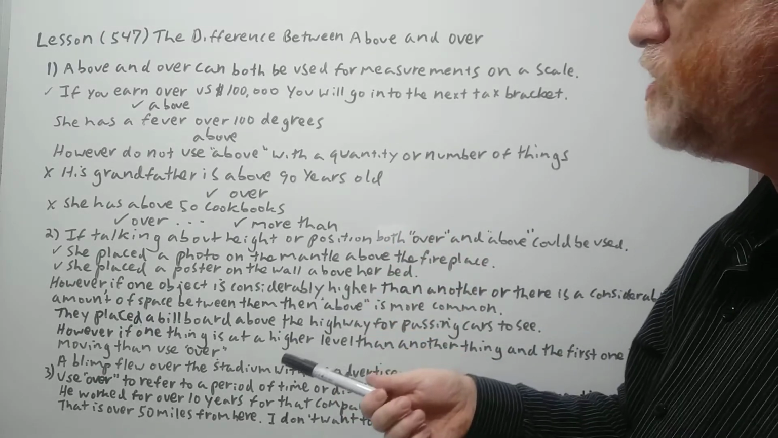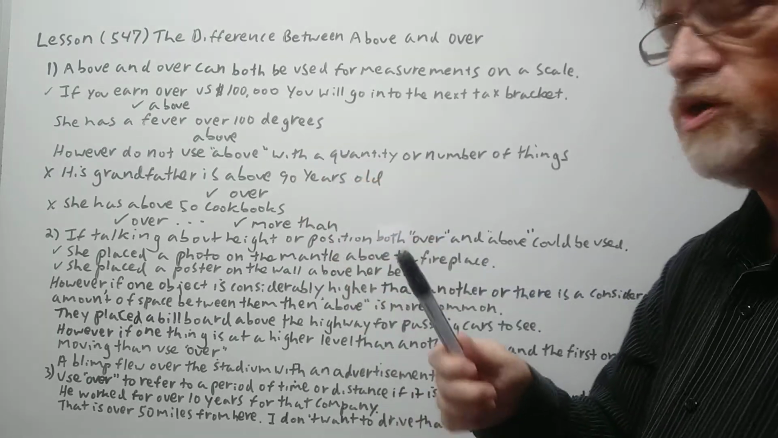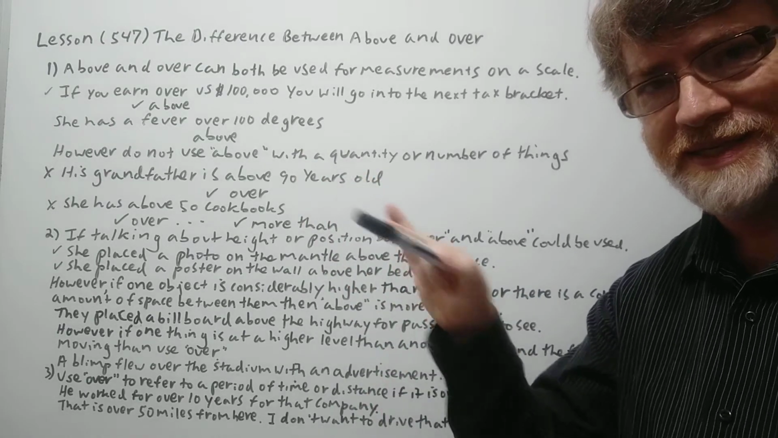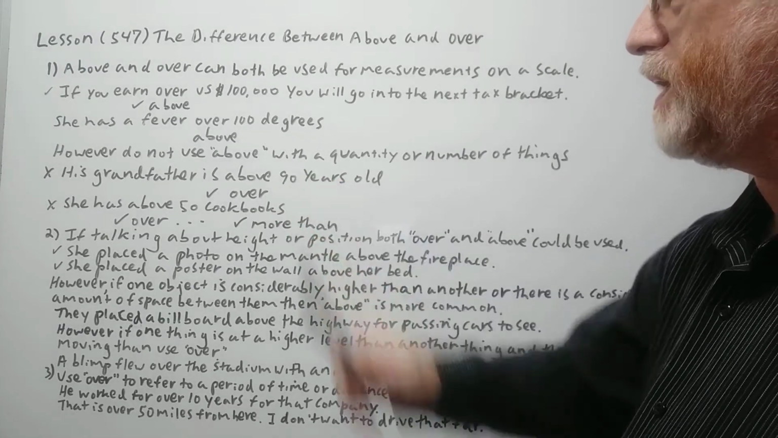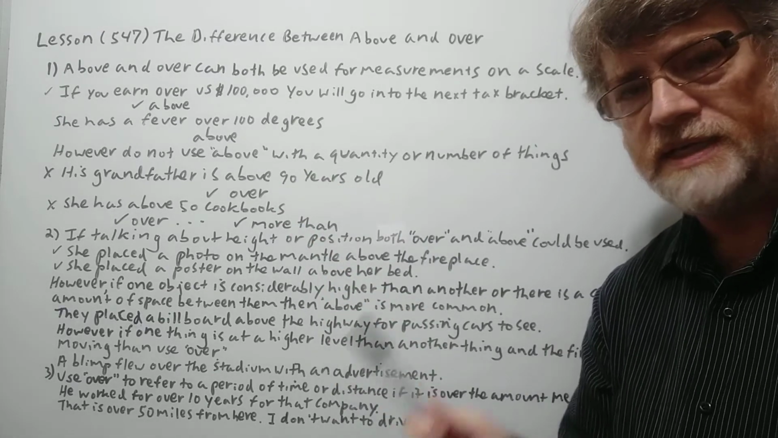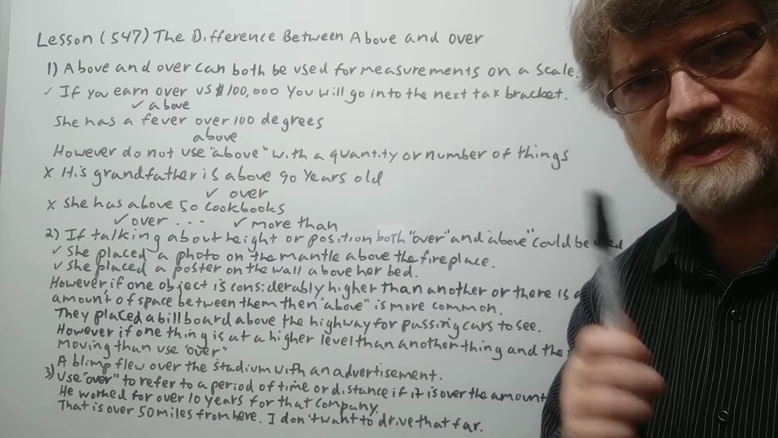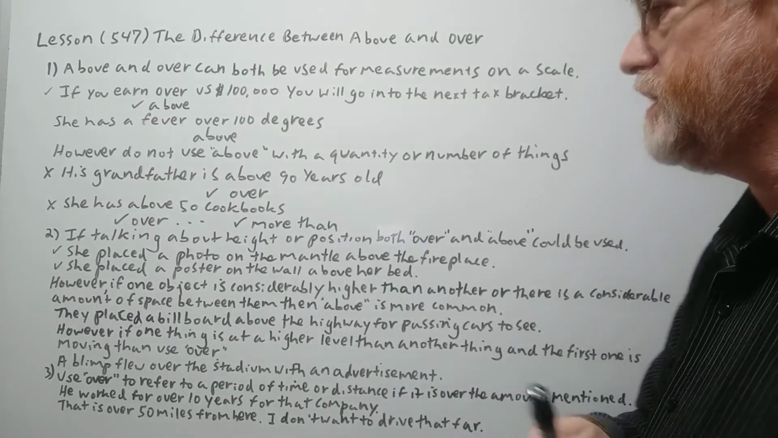We have a second example here. Same thing. She has a fever over 100 degrees. Remember, degrees, this is a scale. It's measuring your temperature. She has a fever above 100 degrees. So in this case, either could be used. So there's definitely crossover here.